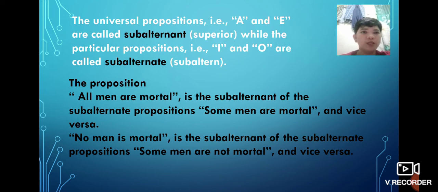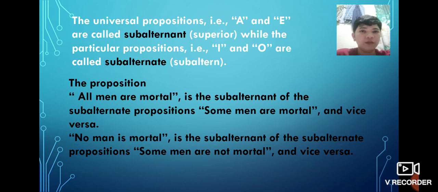So we have the proposition example. All men are mortal is the subalternant of the subalternate proposition, some men are mortal, and vice versa. So we can understand that there is a difference in this proposition. All men are mortal, so it means they are using the universal proposition, and that is A. Some men are mortal, and they are using the particular proposition, and that is I.